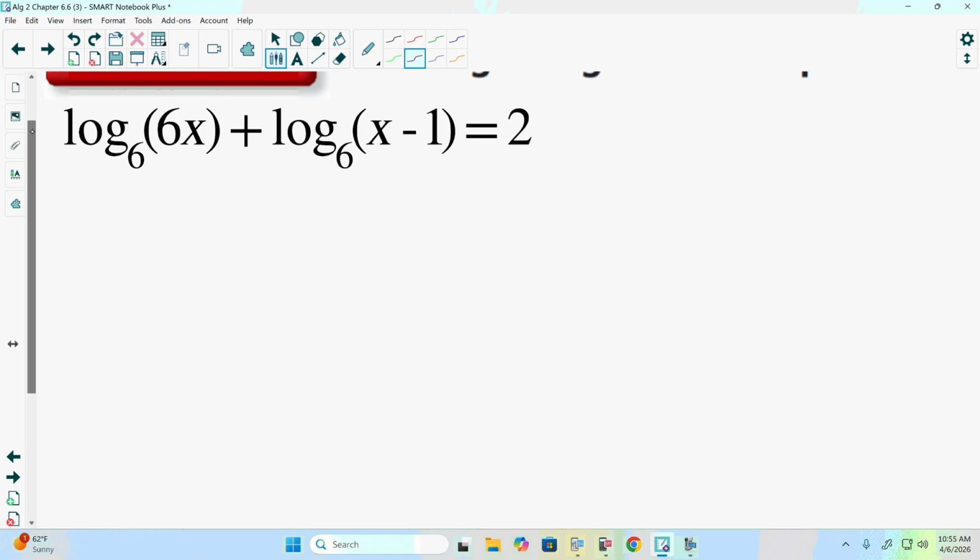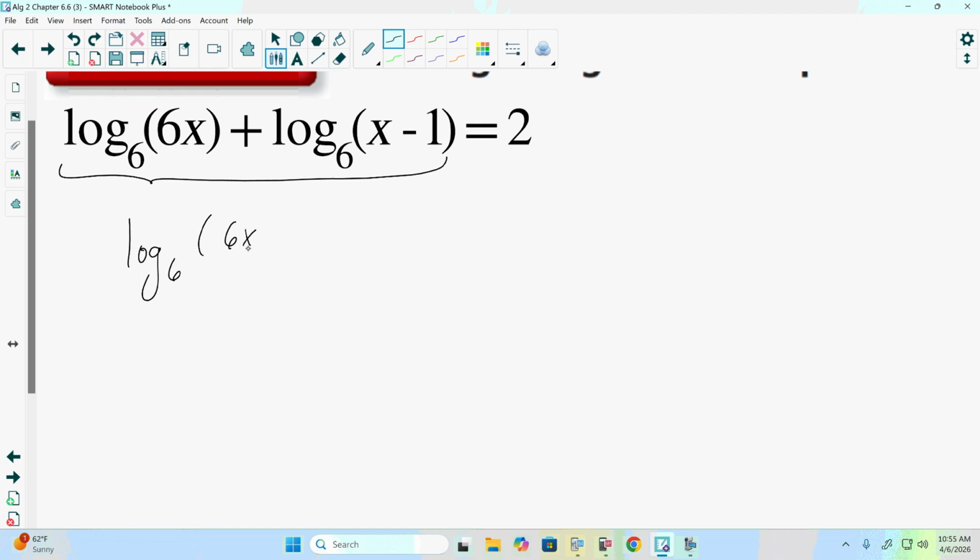Log base 6 of 6x plus log base 6 of x minus 1 is equal to 2. Again, we want one log on one side, everything else on the other. Since I have two logarithms with the same base being added together, we can rewrite it as a single log with what's inside being multiplied. Now I could put the parentheses around that 6x, it would not be wrong, but these are the same.